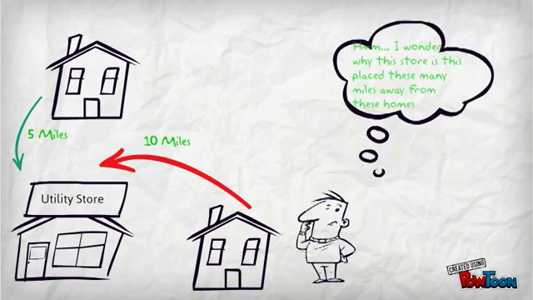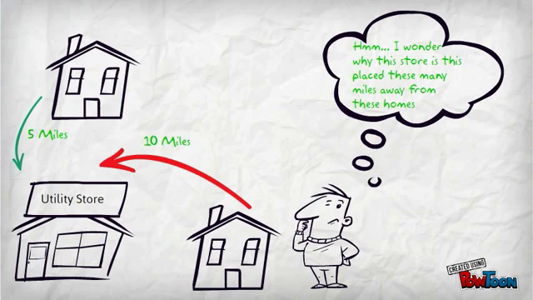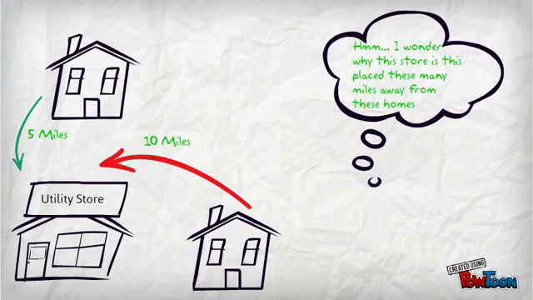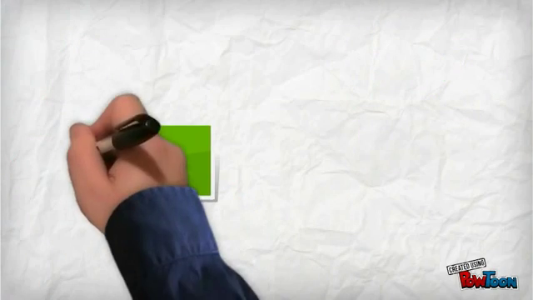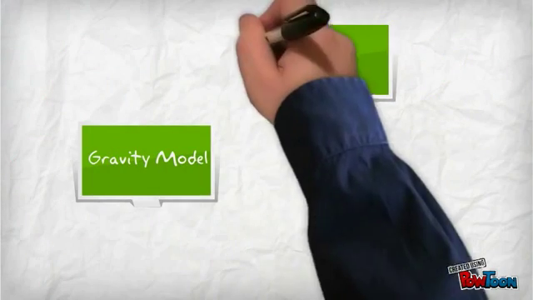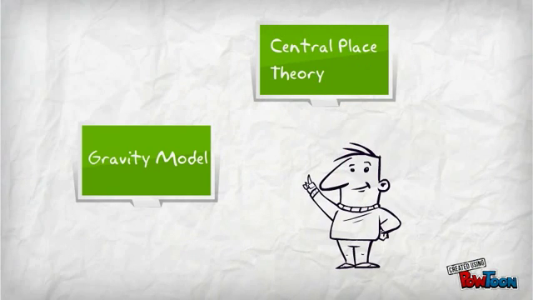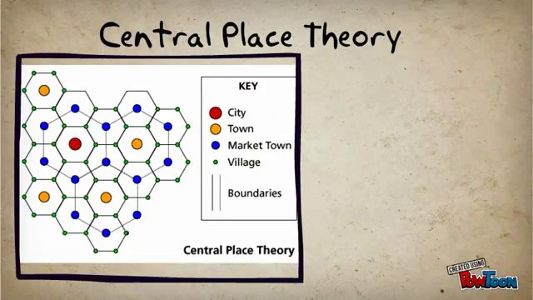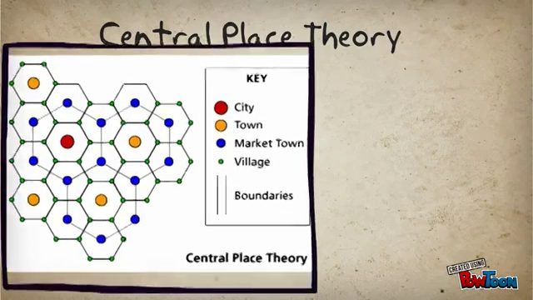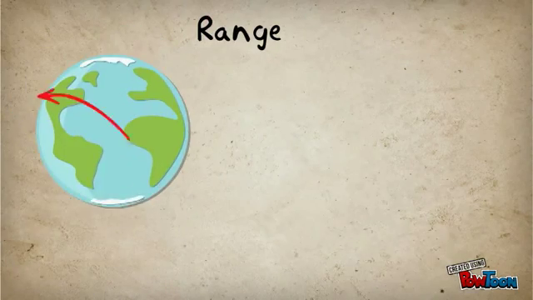Have you ever wondered why some things are placed further apart than others? Well, the gravity model and central place theory are 2 popular ways of explaining the relationship between the distance of things. Walter Christaller established the central place theory with 3 major components. The first component is range, which is the maximum distance people are willing to travel.